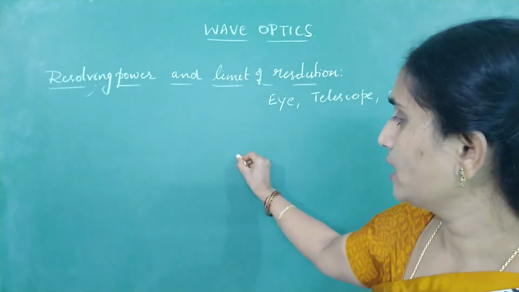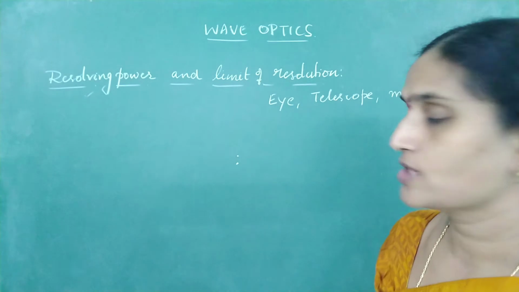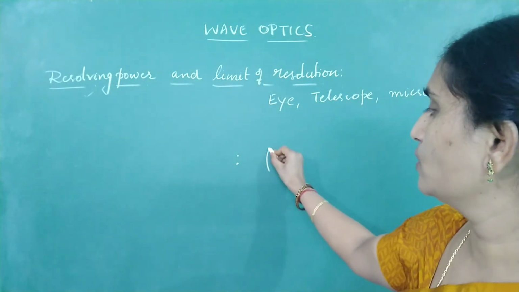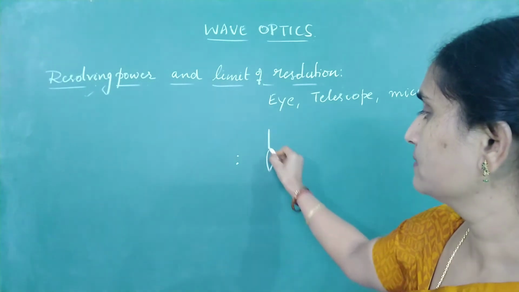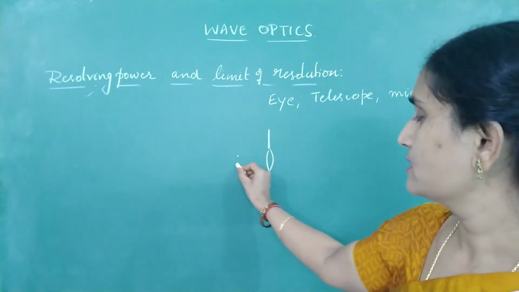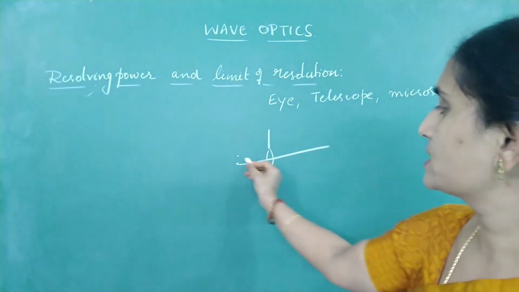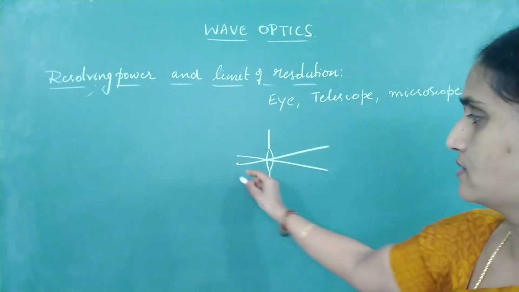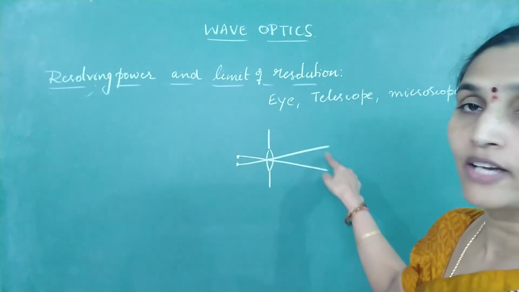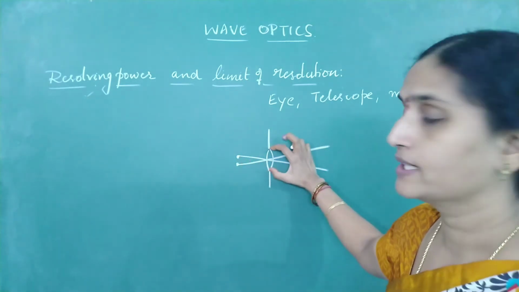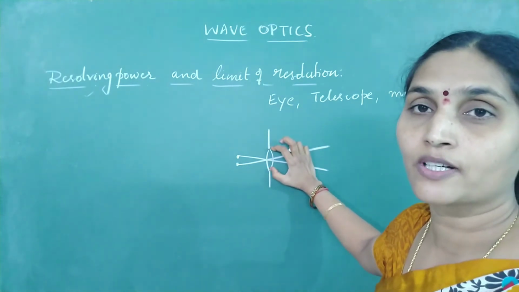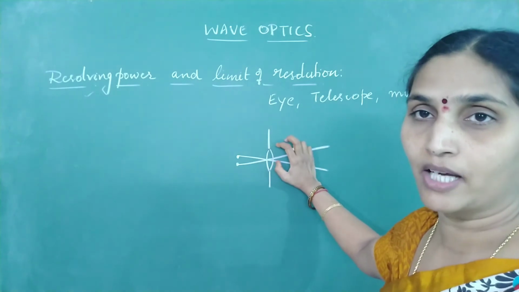Say you have 2 point objects placed very close to each other, and you are observing them using an objective or an opening or through a lens. If this lens can produce 2 separate diffraction patterns, okay, we know if this is a point object, it will actually give you a diffraction pattern. This behaves as a slit. The slit here is the opening of your eye or objective of your telescope or objective of the microscope.